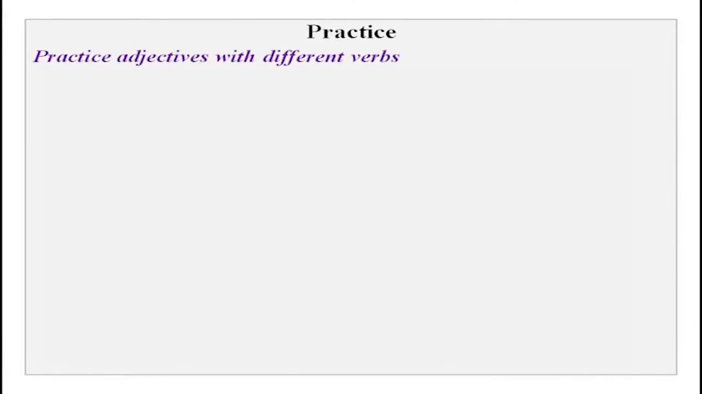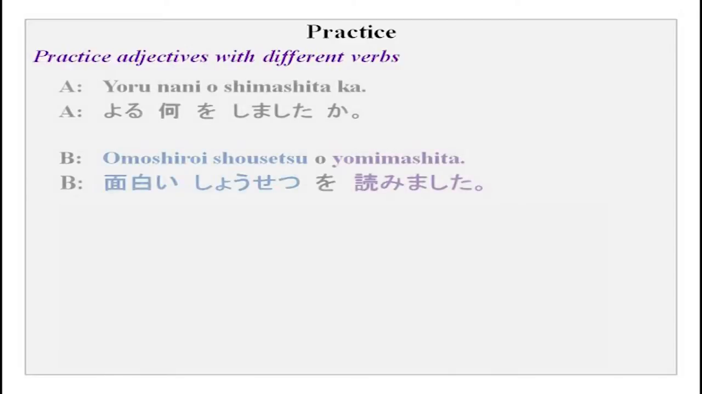Now, practice adjectives with different verbs. Yoru nani o shimashita ka? Omoshiroi shousetsu o yomimashita. Shousetsu is a novel. So, novels are omoshiroi or they are boring, which is tsumaranai. So, omoshiroi shousetsu o yomimashita.